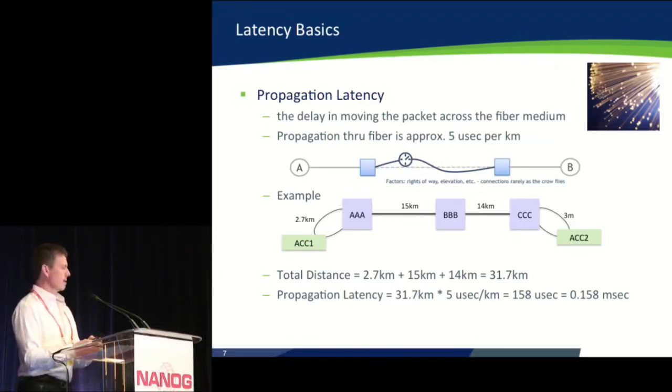So we see an example here of 3 nodes with 2 access points, and the latency can be approximately calculated by just simply adding up the lengths and multiplying by the latency of 5 microseconds per kilometer. And in this case, we have about 158 microseconds.